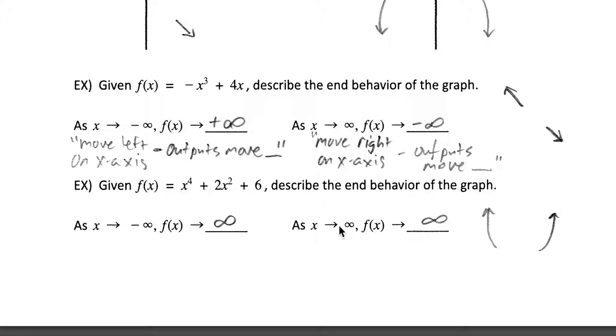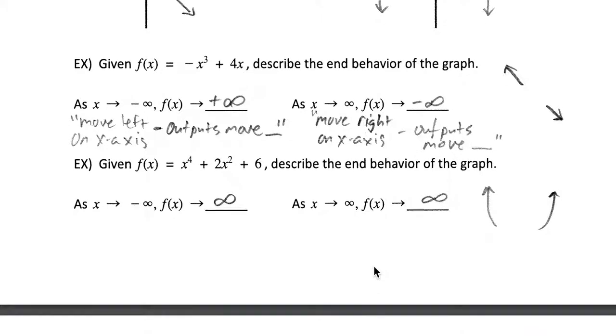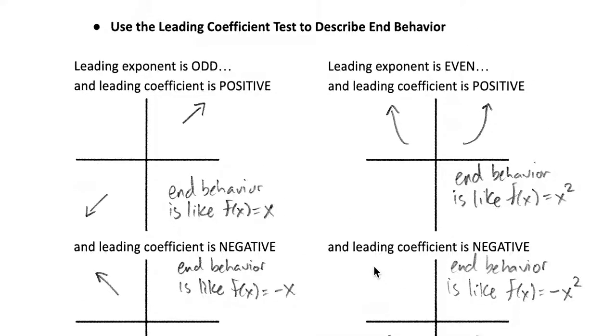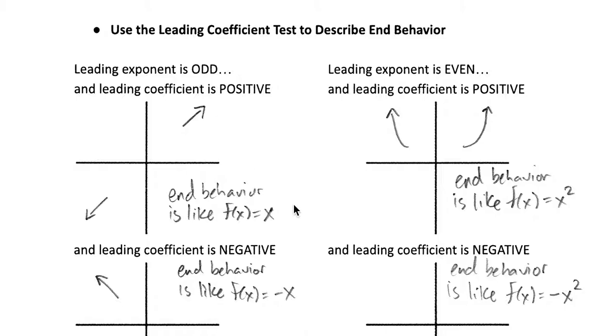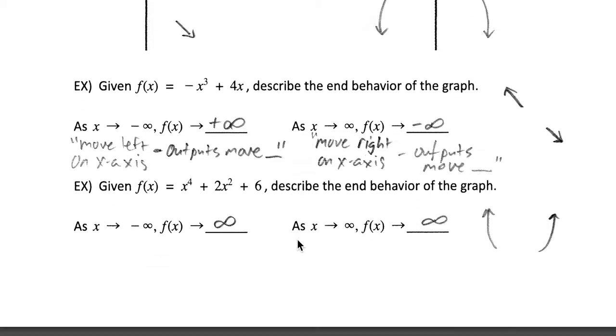Hopefully you can see that if our exponent is even, our end behavior signs are going to be the same. They're either both going to approach negative infinity or both approach positive infinity, whereas if our exponent was odd, our outputs are approaching opposite things, either one positive and one negative, or vice versa. So use that to your advantage to come up with and think about the end behaviors of your graph without having to graph it in your calculator.